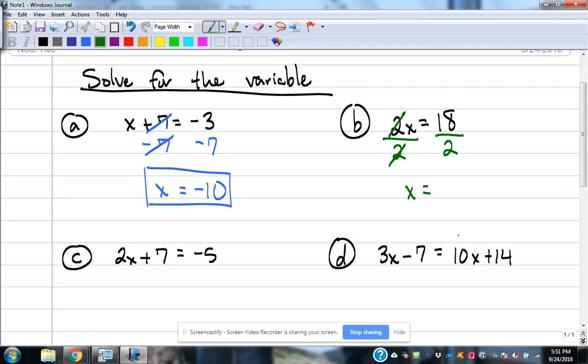And then, does 2 go into 18 evenly? Yes, it does. How many times? 9. If it does not go evenly, you're just going to reduce that fraction. So like if it were 18 over 4, 4 doesn't go evenly, you would reduce it to 9 over 2. So we'll just reduce the fraction if it doesn't go evenly. We'll see that as we go along here. We'll see some that don't go evenly.